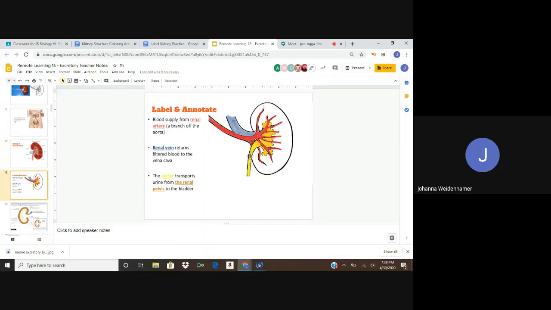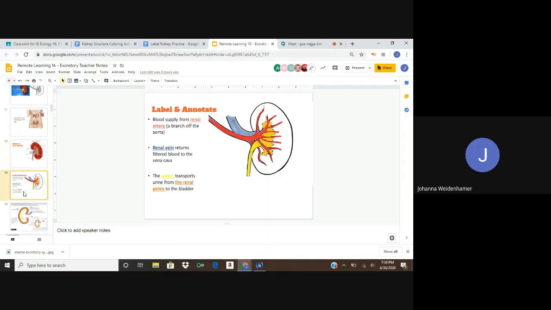So right here, this yellow is our ureter, okay? And our renal pelvis is going to be the space within here right before it goes into the ureter. So hopefully you've been able to now annotate those 4 things and gave a little description for each of them.